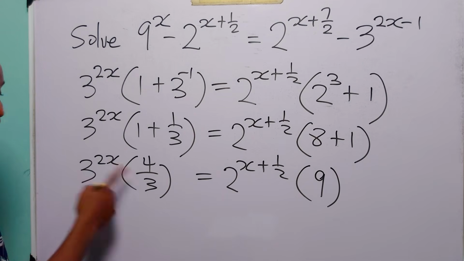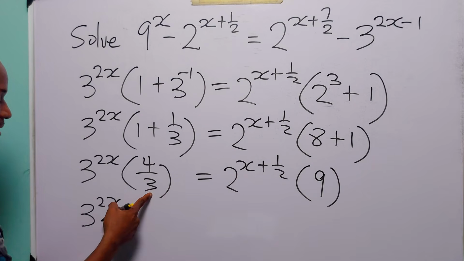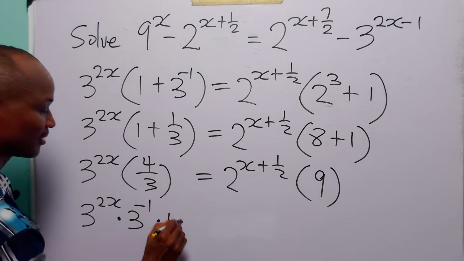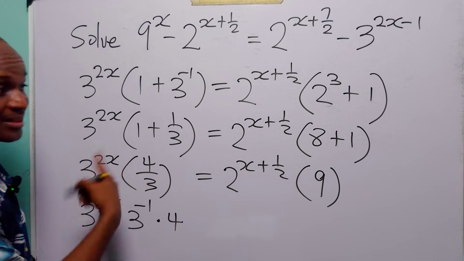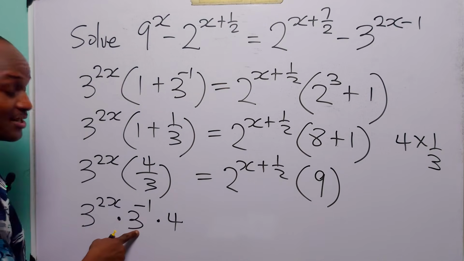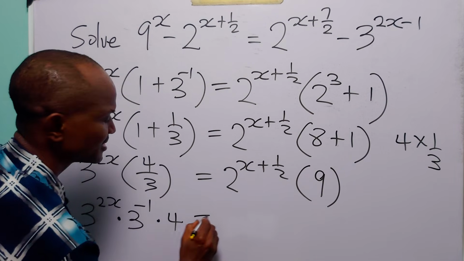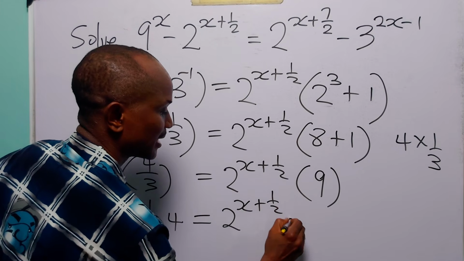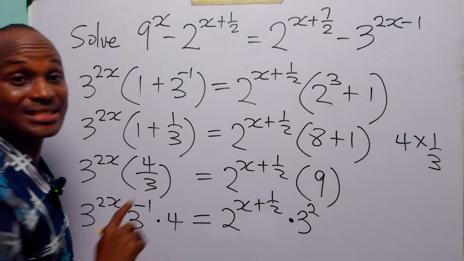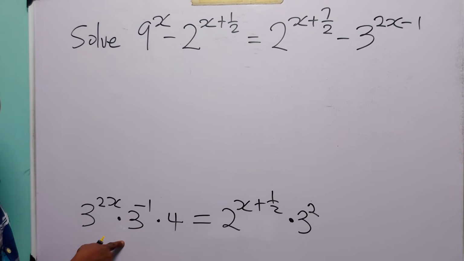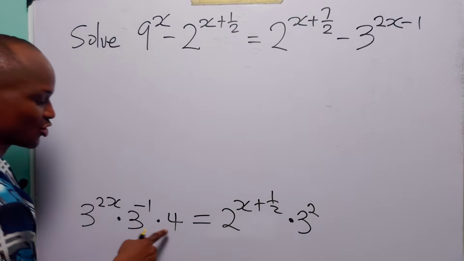Now, of course, you know that we can write this as 3 to the power 2x multiplied by 3 to the power minus 1 multiplied by 4. Because 4 over 3 is 4 times 1 over 3, and 1 over 3 is 3 to the power minus 1. Now, this is equal to 2 to the power x plus half times 3 squared, which is 9. Now, to get rid of this 4 on the left-hand side, we will divide both sides of this equation by 4.